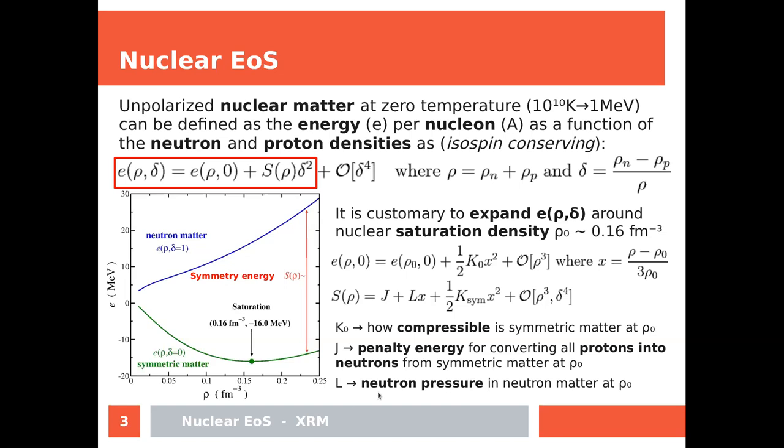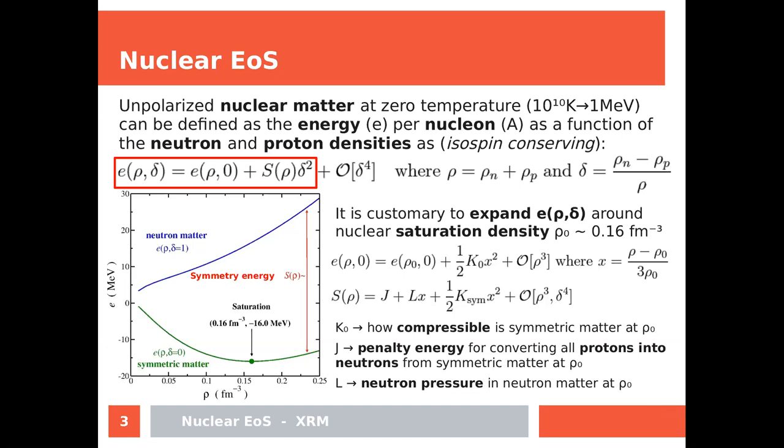And then L is a parameter which is proportional to the neutron pressure around saturation density. So it is telling you how neutrons push other neutrons which are around, whether they push them strongly or softer, let's say. And this is very important, as we will see in this talk.